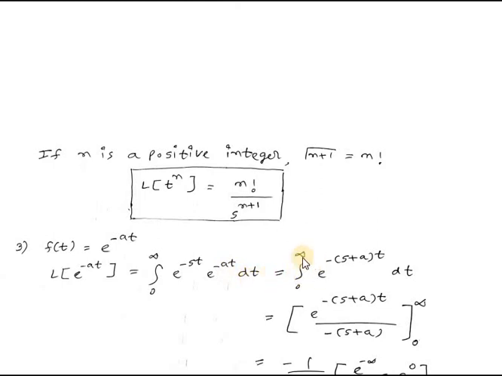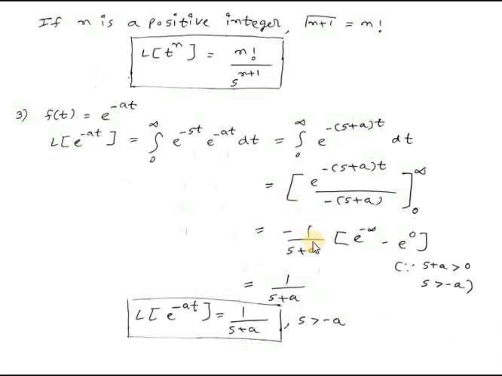Which can be written as the integration from 0 to infinity of e raised to minus (s plus a) into t dt. Now we have to take the integration of e raised to minus (s plus a) t with respect to t. Which can be written as e raised to minus (s plus a) into t divided by minus (s plus a), because here the coefficient of t is minus (s plus a), and the limits will be 0 to infinity. So minus 1 divided by (s plus a) is common.